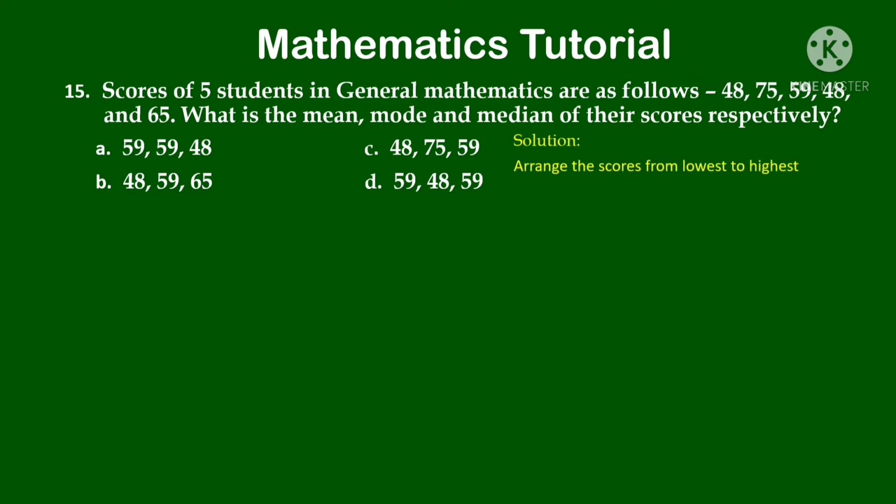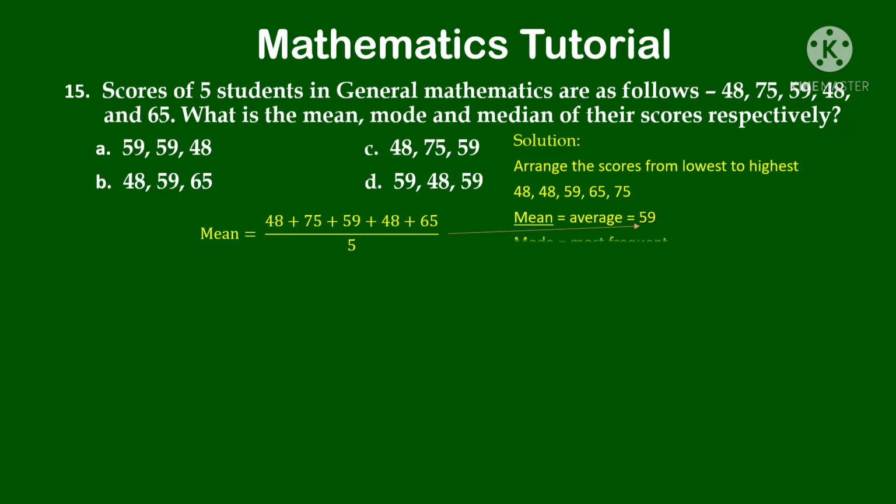Solution for that. Arrange the scores from the lowest to highest. Then we got 48, 48, 59, 65, and 75. So you are going to divide by 5 because according to the basic definition of mean, it is an average. So we are going to divide it by 5. We got a mean or average of 59.